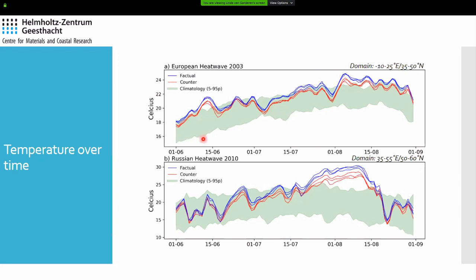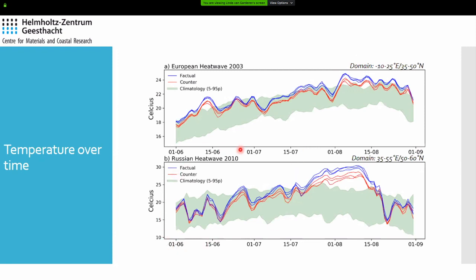We have 3 members for each. And you can see there was a heat wave here in June, and then there's a heat wave here at the end of July, August. So there was a dip, but in general, this is the whole heat wave. It's clearly visible that the factual world is warmer than the counterfactual world for all members, and that the heat wave here rises above the 95th percentile, which is pretty high.